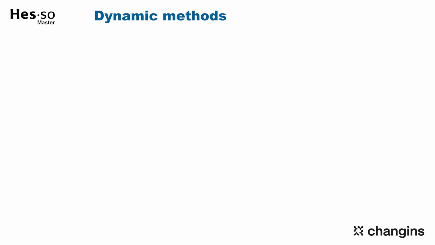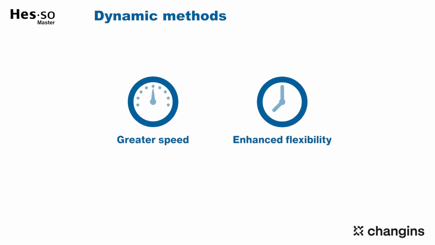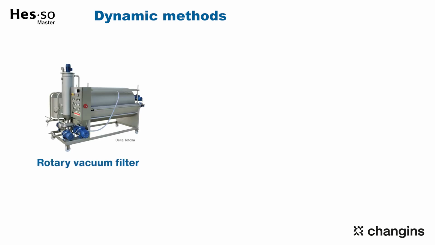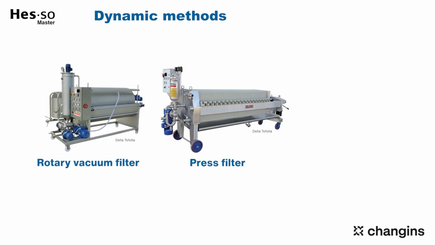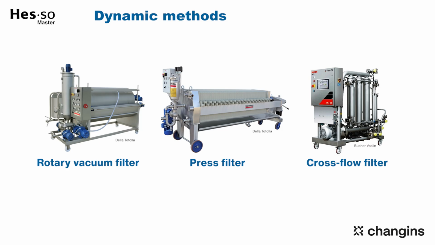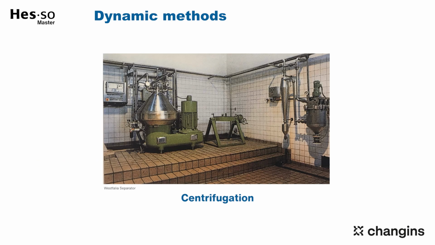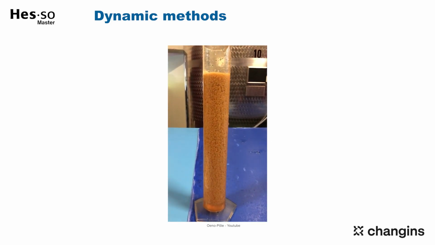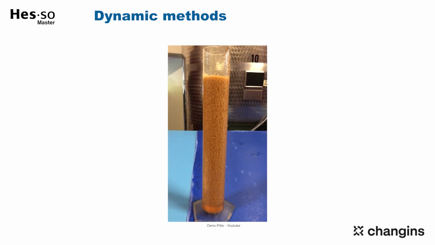Compared with static settling, dynamic methods offer greater speed and enhanced flexibility. These include flotation, filtration via rotary vacuum filters, press filters, or cross-flow filtration systems, as well as centrifugation. Among these, flotation has grown considerably in popularity in recent decades, thanks to its speed, adaptability, and high efficiency.